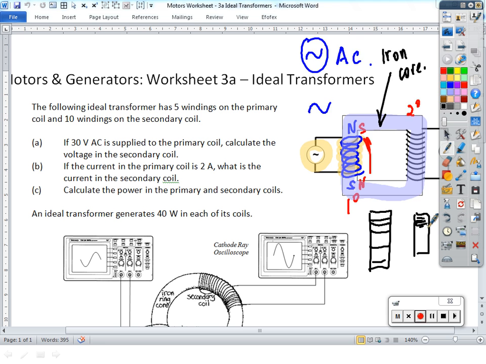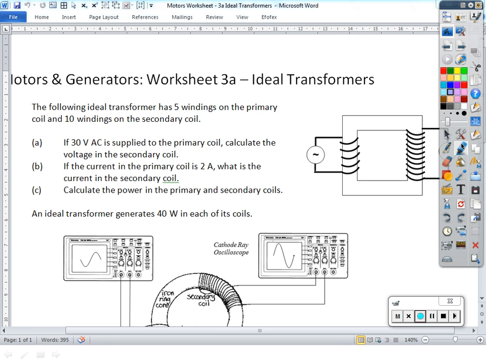Rightio. So we are told in this here that the following ideal means we are going to assume that all the flux from the primary goes into the secondary, and you're not going to lose any energy through flux leakage or heat. The transformer has 5 windings in the primary, and we have 10 windings in the secondary. Okay, is it a step up or a step down?